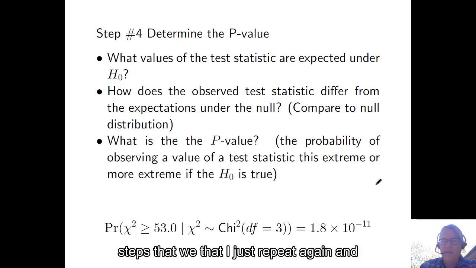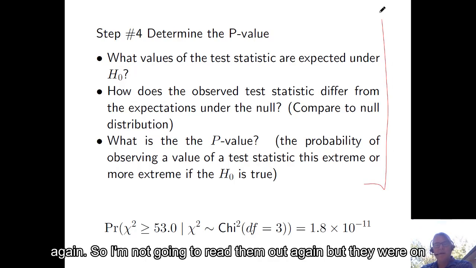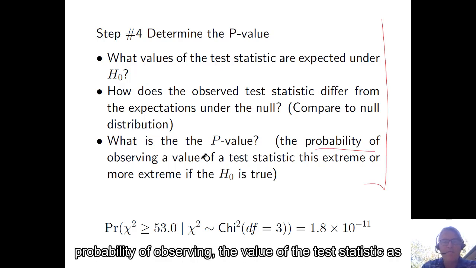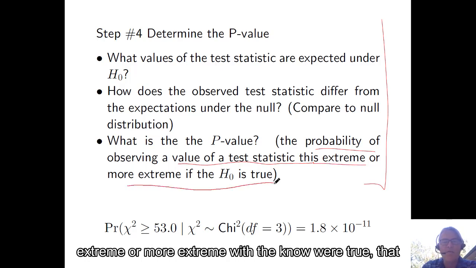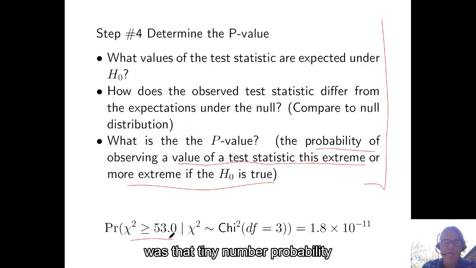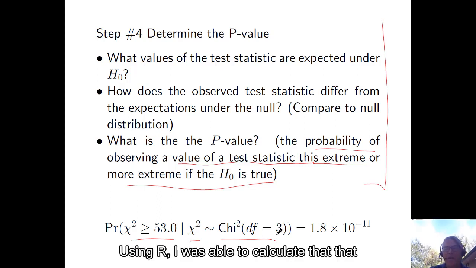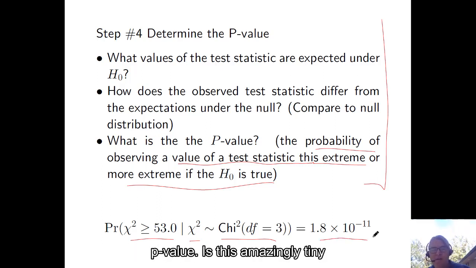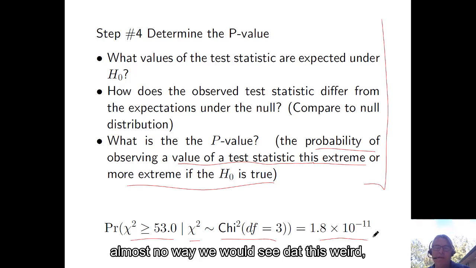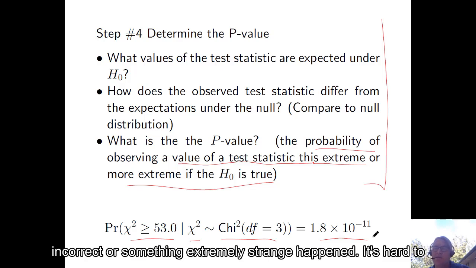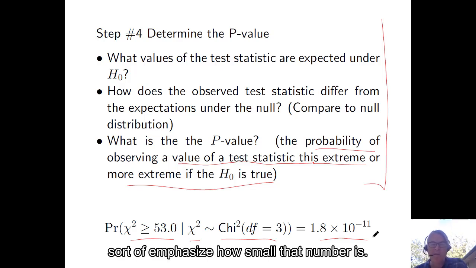So to determine the p-value, these are the steps that I just repeat again and again. I'm not going to read them out again, but they were on the previous slide. We ask: what is the probability of observing a value of the test statistic as extreme or more extreme if the null were true? That was that tiny number. It's the probability of getting a chi-square value greater than or equal to 53 if chi-square actually did come from the null distribution of chi-square with 3 degrees of freedom. Using R, I calculated that the p-value is this amazingly tiny 1.8 times 10 to the negative 11th. So there's almost no way we would see data this weird just by chance. Something has got to be going on. That null has either got to be incorrect or something extremely strange happened. It's hard to emphasize how small that number is.